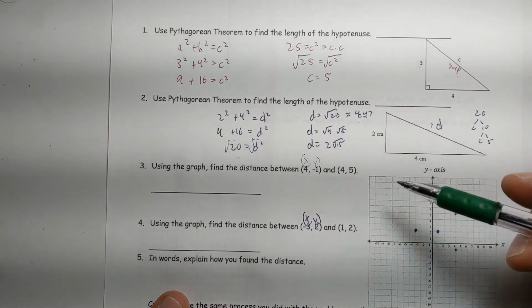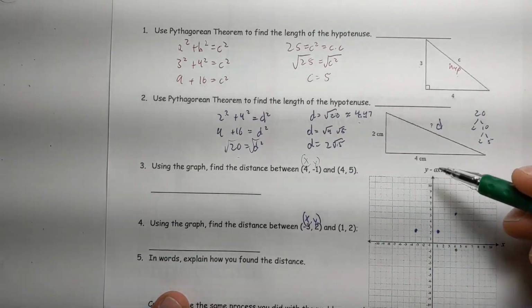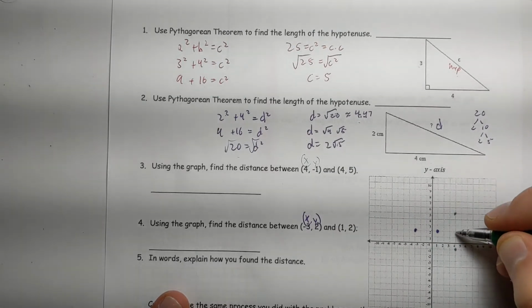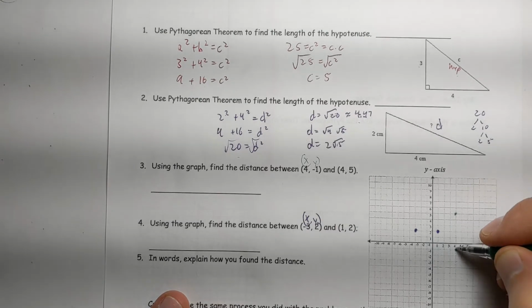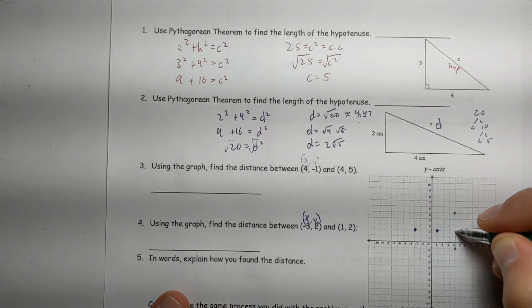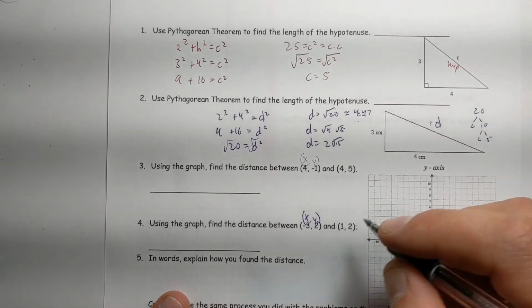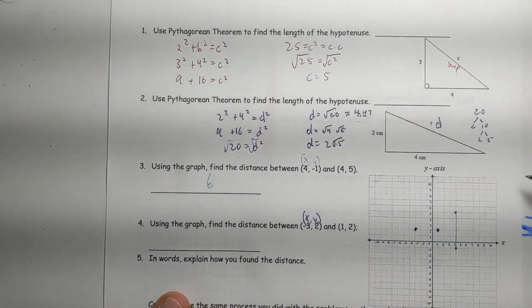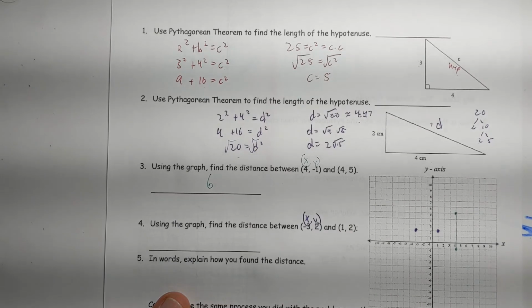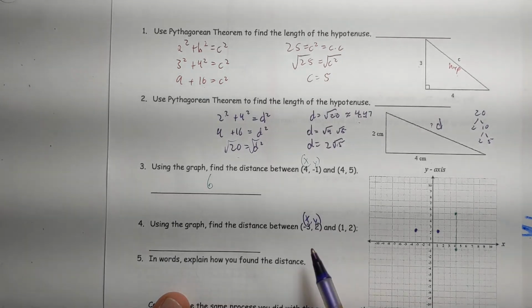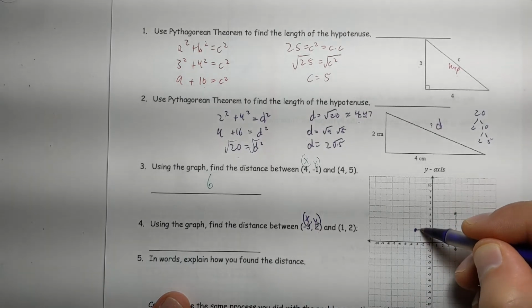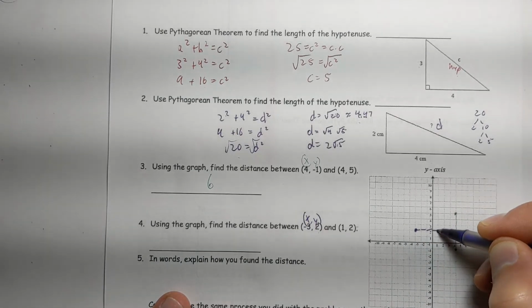So, using the graph now, let's find the distance between 4, -1, and 4, 5. How far is it from here to here? Well, easiest way is just to count. 1, 2, 3, 4, 5, 6. 6 units. 6 boxes up. How far is it between -3, 2 and 1, 2? Well, let's see here. 1, 2, 3, 4 over.